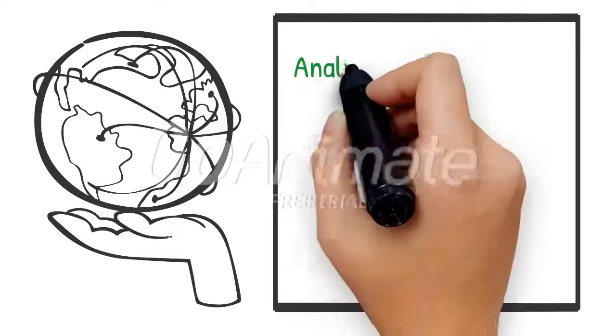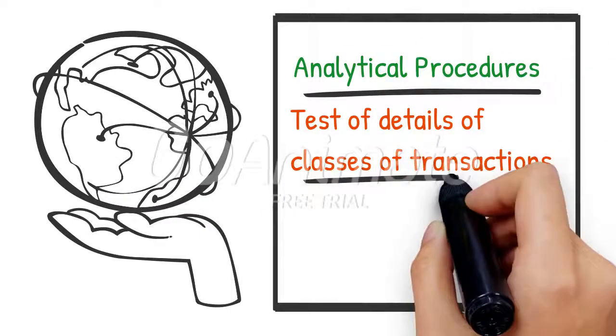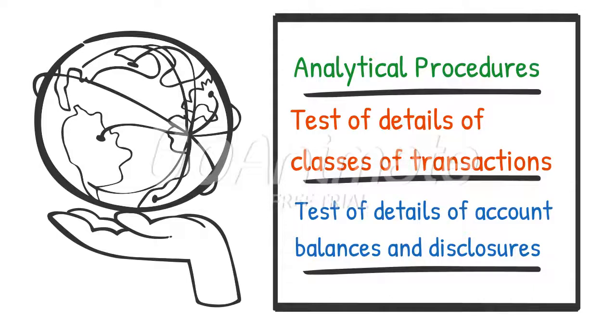Substantive procedures provide evidence about the existence of misstatement in account balances. Substantive procedures are also divided into 3 categories. Number 1 is analytical procedures. It is a study of relationships and comparison between data.